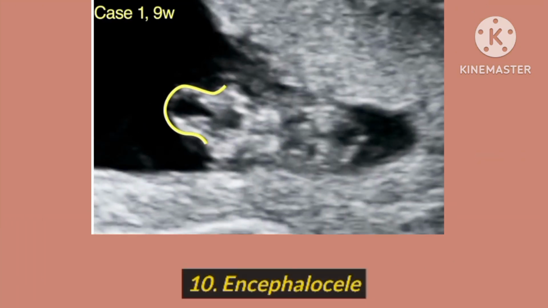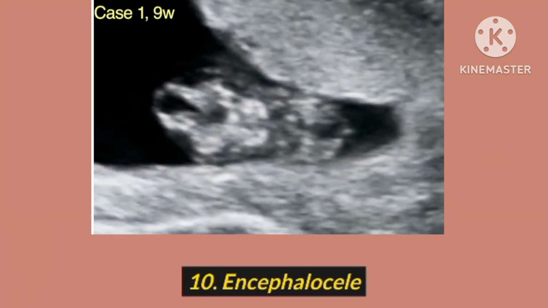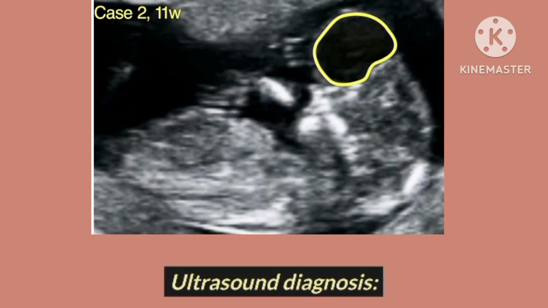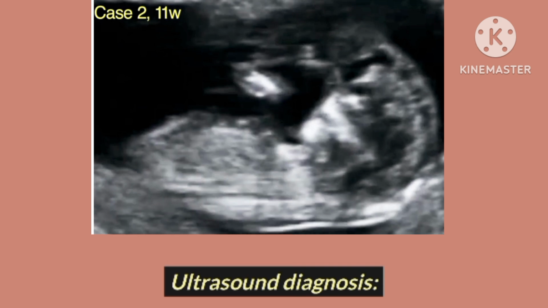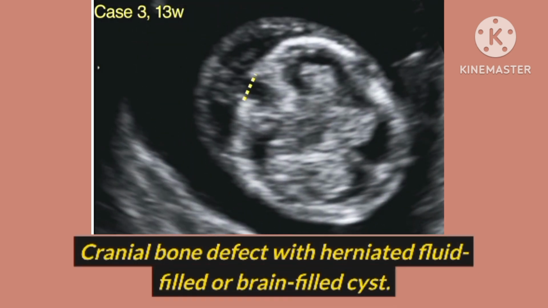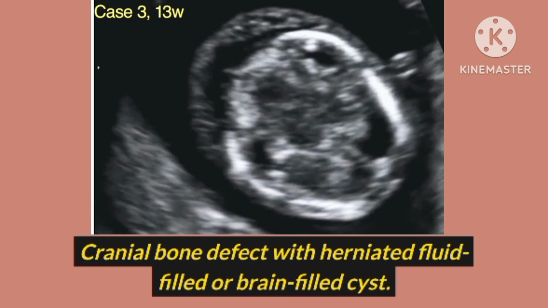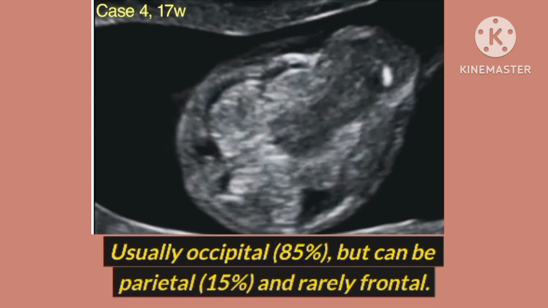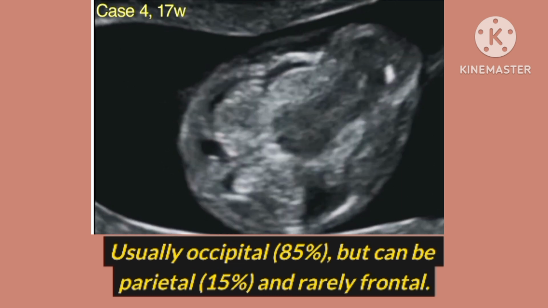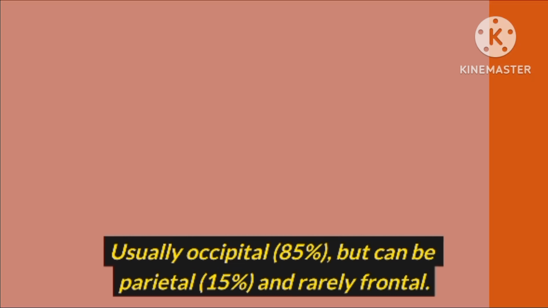Number 10. Encephalocele. Ultrasound diagnosis. Cranial bone defect with herniated fluid-filled or brain-filled cyst. Usually occipital, 85%, but can be parietal, 15%, and rarely frontal.